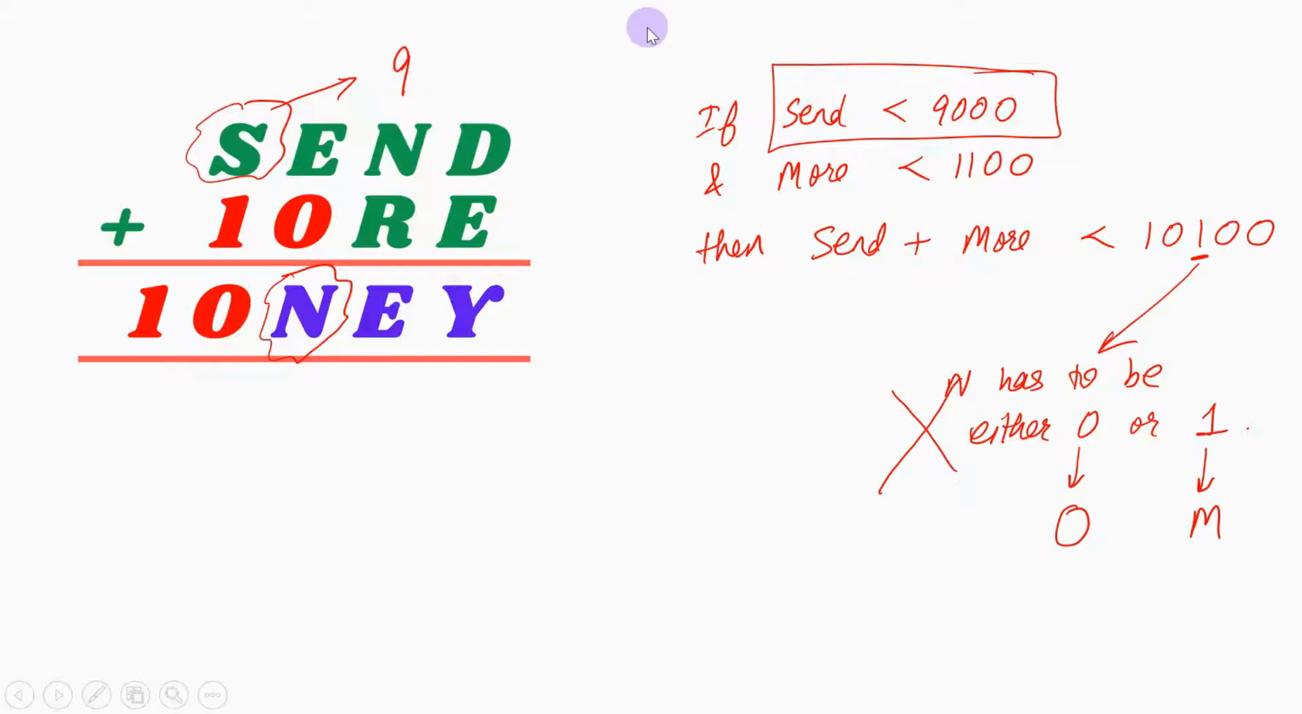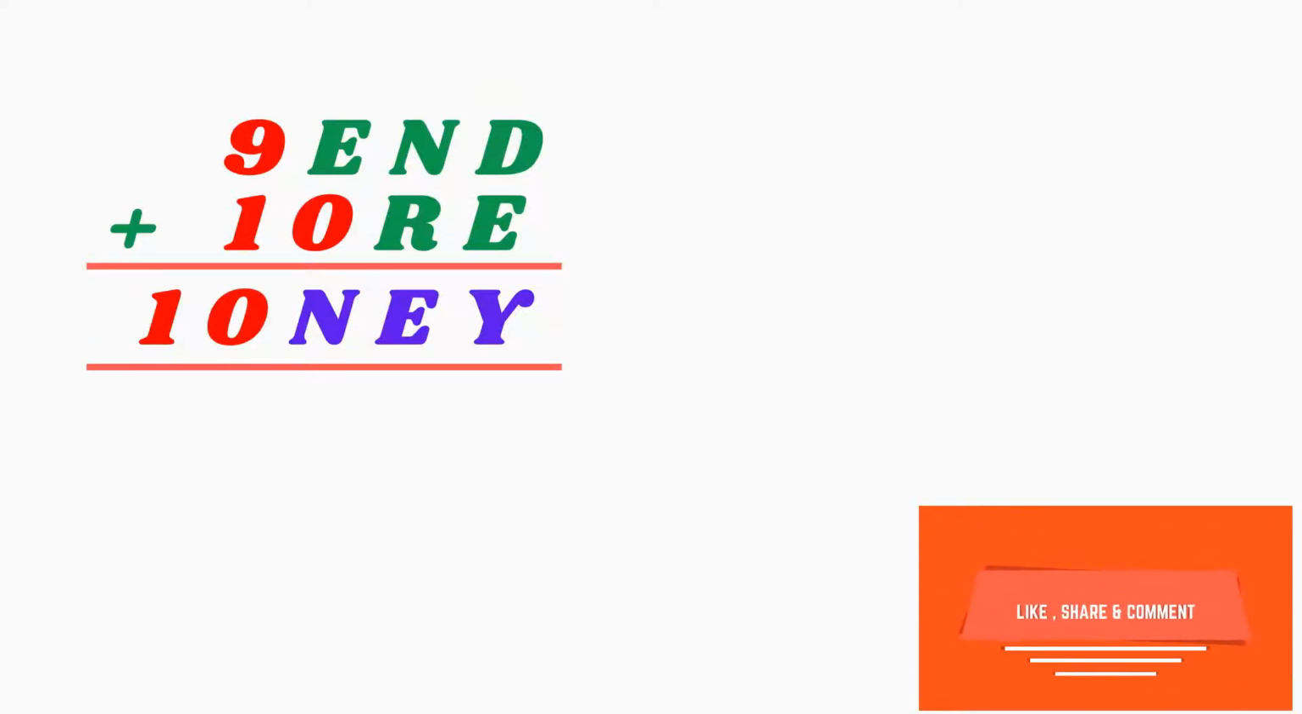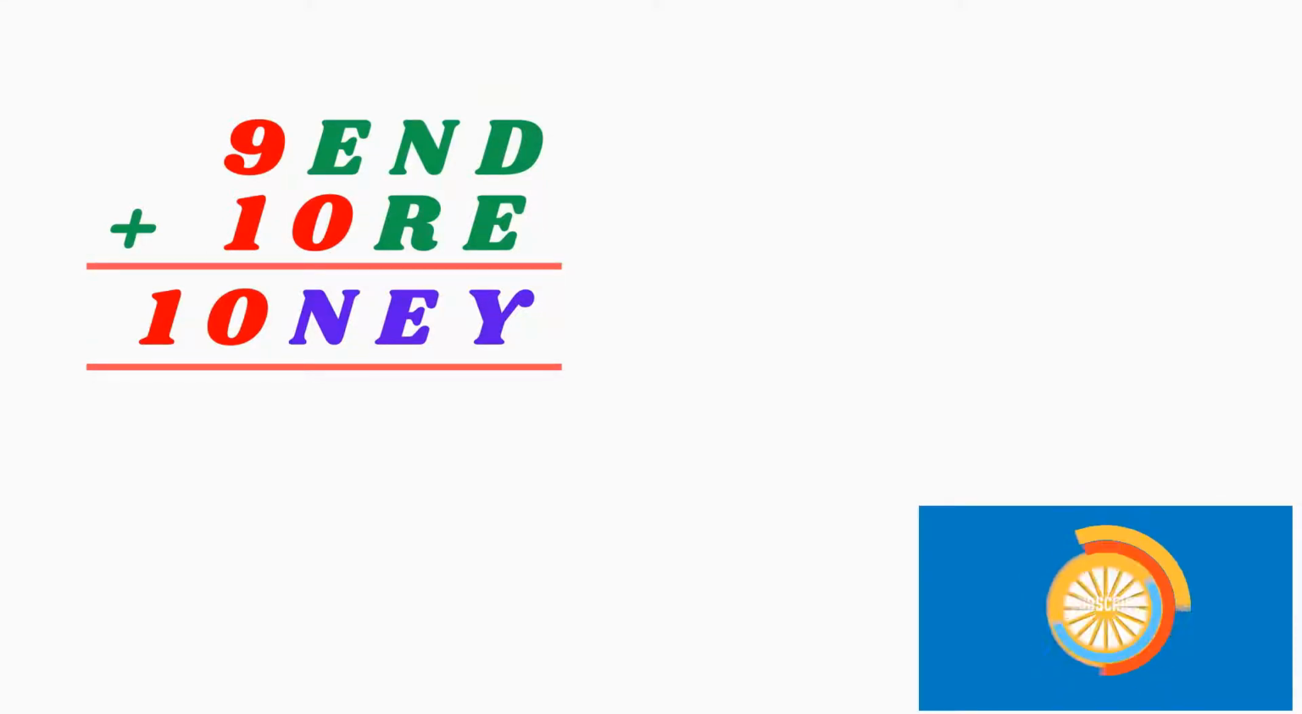So we will replace the alphabet S by the digit 9, and hence we get the question as 9END plus 10RE is equal to 10NEY.